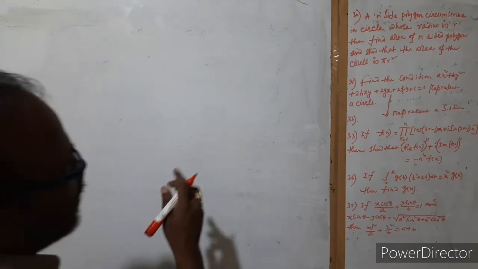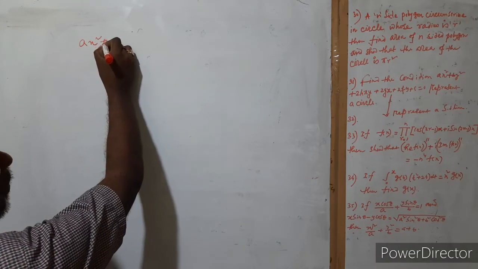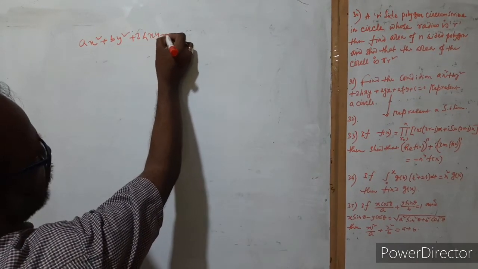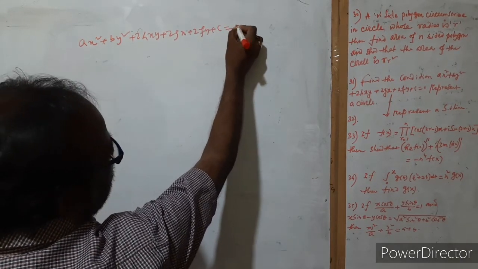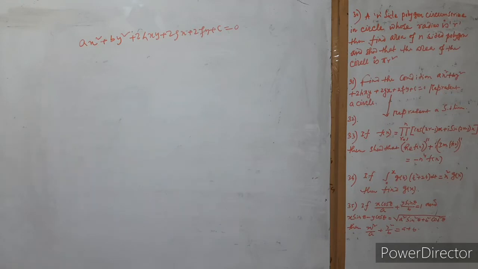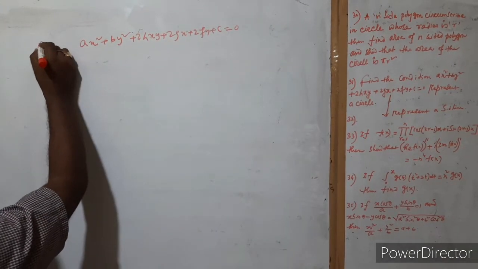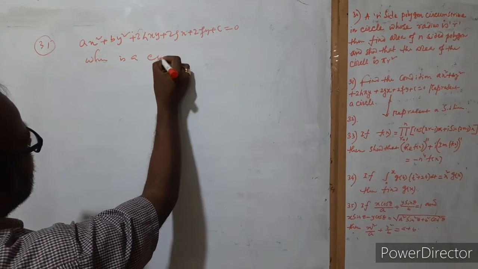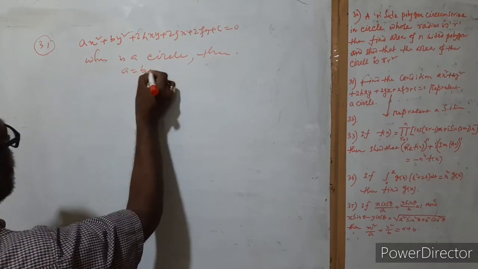And this is a second degree quadratic equation: ax² + by² + 2hxy + 2gx + 2fy + c = 0. It represents a circle when the coefficients of x² and y² are both the same. So when it is a circle, then a is equal to b.